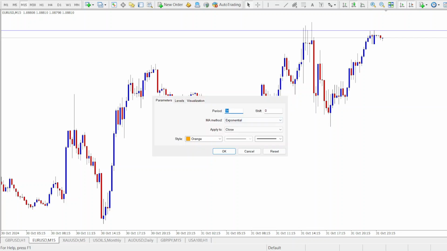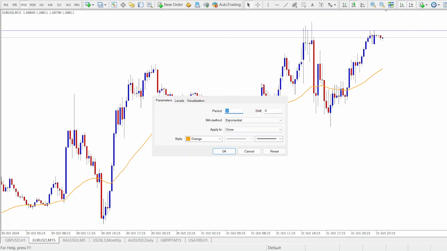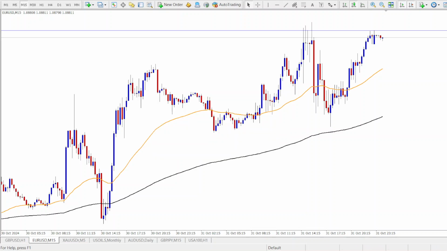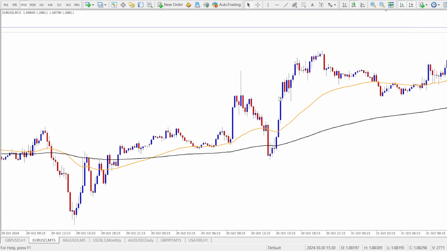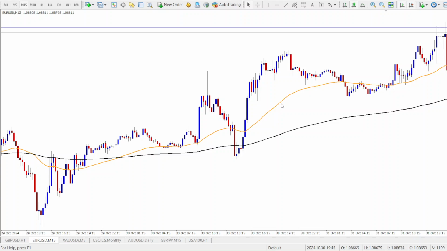So we are going to be using the 50 EMA and the 200 EMA. I'm just going to be adding them to the chart, the 50 EMA and the 200 EMA. So what exactly is a bullish crossover? In simple terms, a bullish crossover is when a faster moving average crosses above a slower moving average. In this video, we are focusing on the bullish crossover. Now, we can see that the 50 EMA crossed above the 200 EMA at this point.